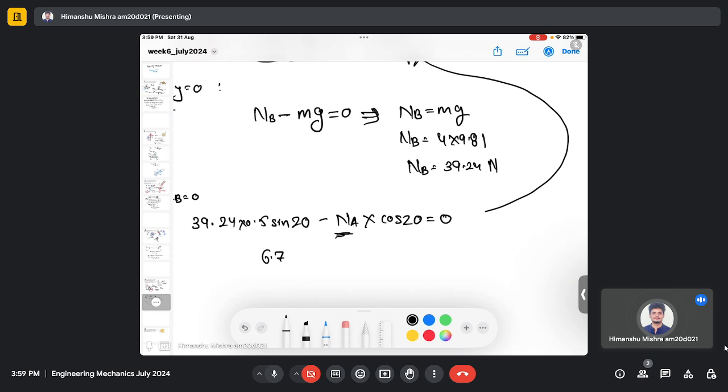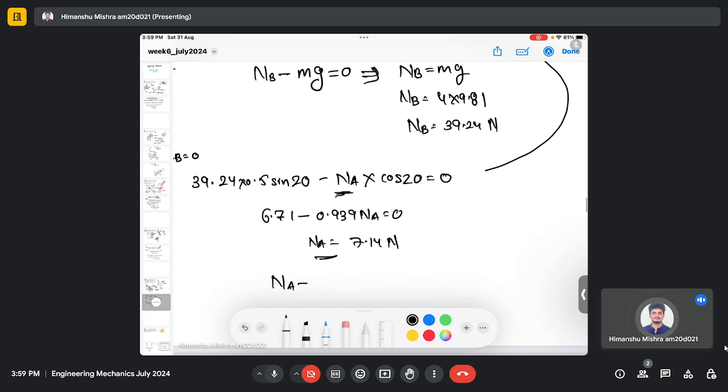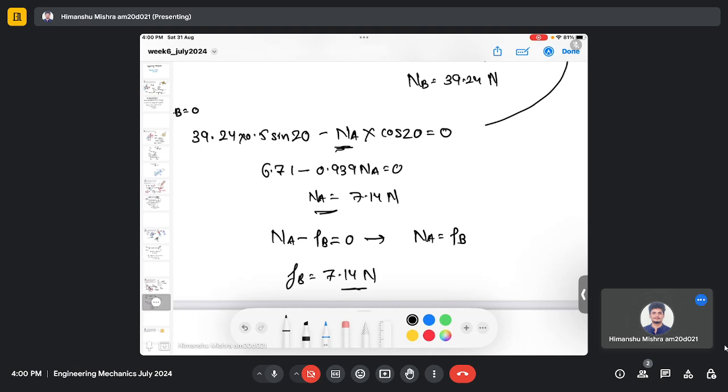So here it is 7.61 minus 0.939 NA equals 0. So my NA will be 7.14 Newton. So this is my normal reaction at point A. If I use the first equation, which is NA minus FB equals 0, I will get NA equals my friction force at point B. So my friction force at point B is 7.14 Newton. So this is my friction force, which was the unknown.